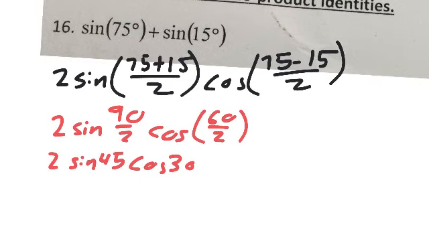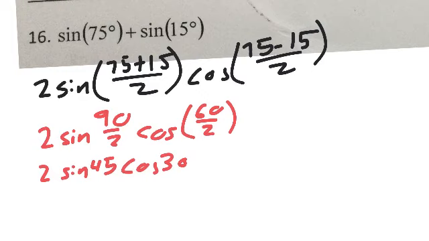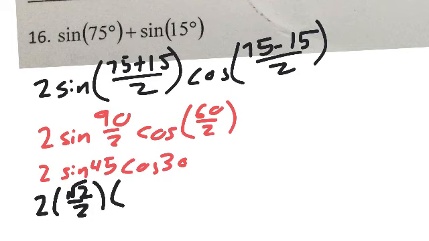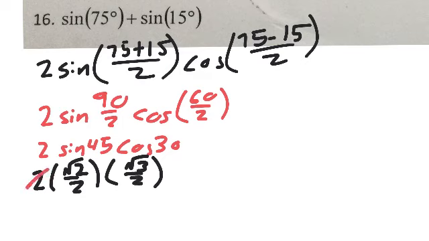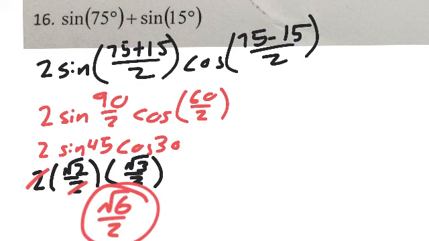Now I've got angles that I can work with because I know my special right triangles. So sine of 45 puts me in the first quadrant. Sine is opposite over hypotenuse, so that's radical 2 over 2. Cosine of 30, I'm in the first quadrant. Cosine's adjacent over hypotenuse, so that's going to be radical 3 over 2. Now when I simplify all that out, I can cancel this 2 with that 2. So that's going to give me a radical 6 over 2 as my final answer for 16.